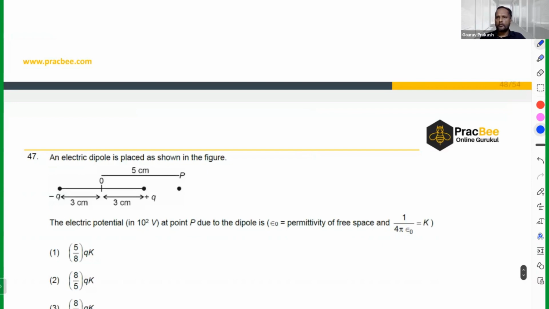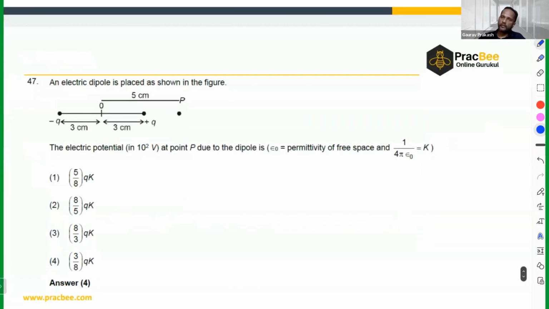Now, an electric dipole is placed as shown in the figure. This is a very tricky question. Though the question is very easy, the dipole here is not a small dipole. So we can't use the potential formula Kp upon r square. We have to use the formula Kp upon r square minus a square.